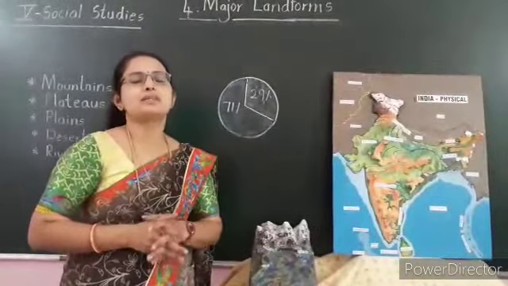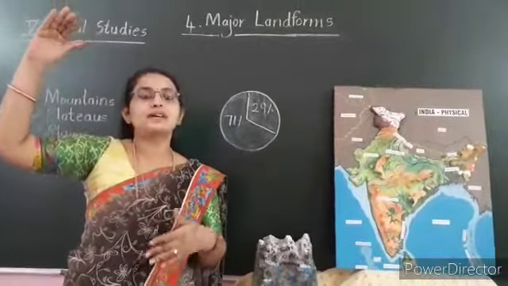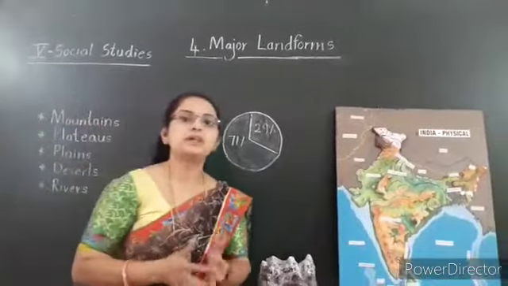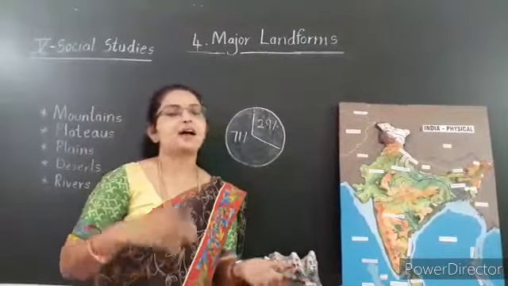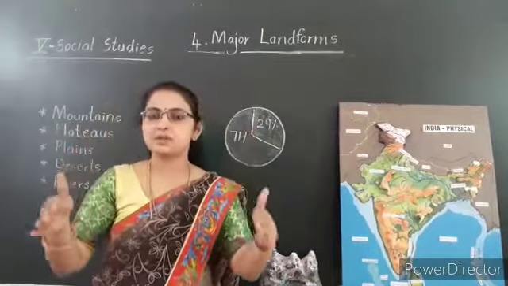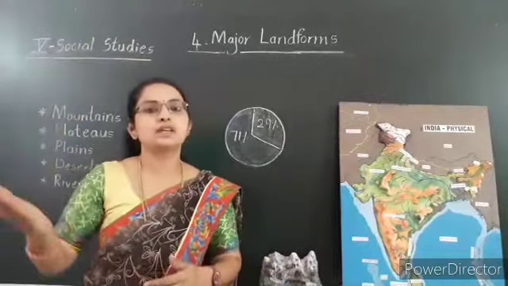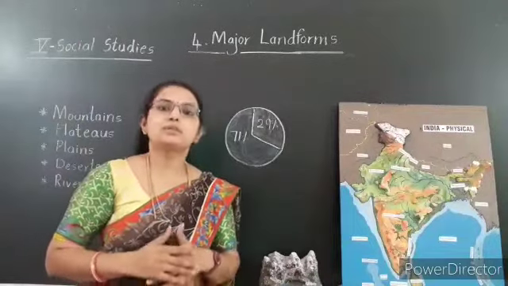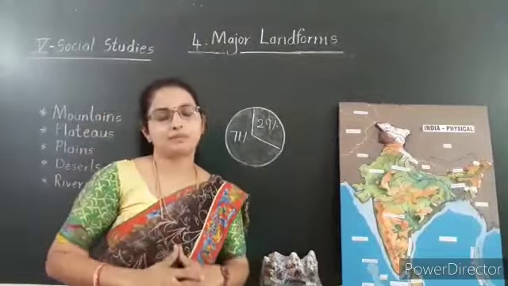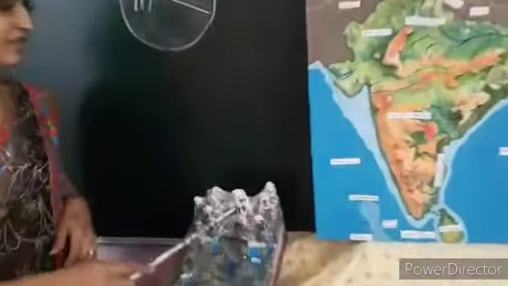Mountain is a landform which rises more than 900 meters above the sea level. Mountains differ in height and shape. Mountains have steep slopes. The highest point of the mountain is called peak or summit. Mostly mountains are conical in shape. See here children, I will show the model of mountains.